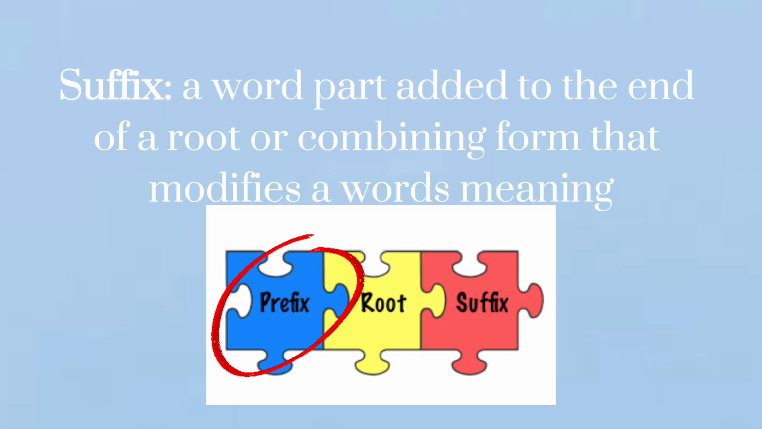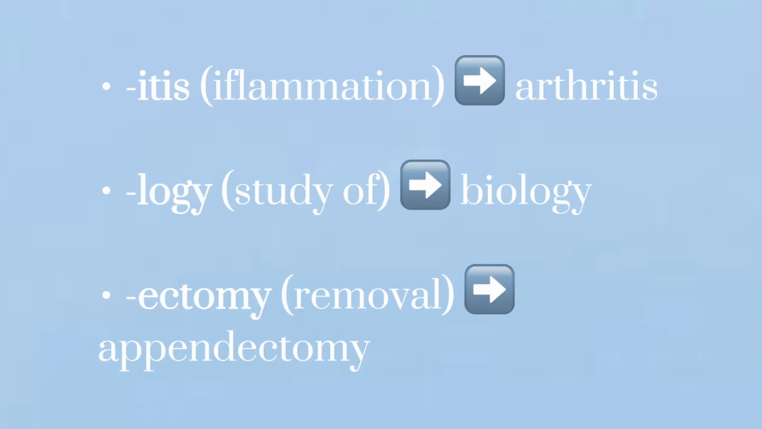A suffix is a word part added to the end of a root or combining form that modifies a word's meaning. Suffix examples. Itis means inflammation, an example is arthritis. Logy is the study of, an example is biology. Ectomy means removal, an example is appendectomy.